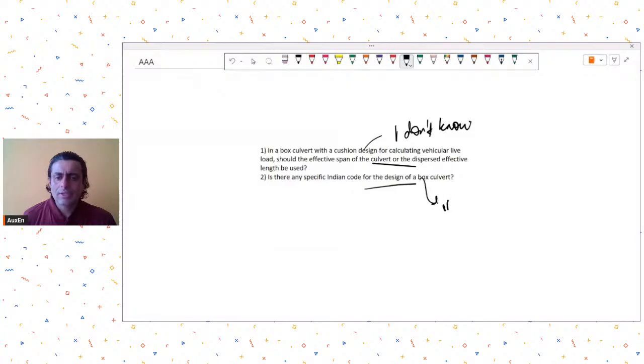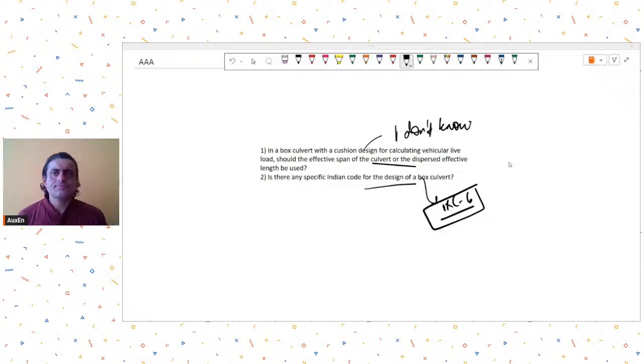I think IRC 6 gives all the detailed requirements for the vehicular load calculations that are required for any structure on which vehicular load is expected. So I guess IRC 6 is the code. But is there any specific code for box culverts? I don't know.